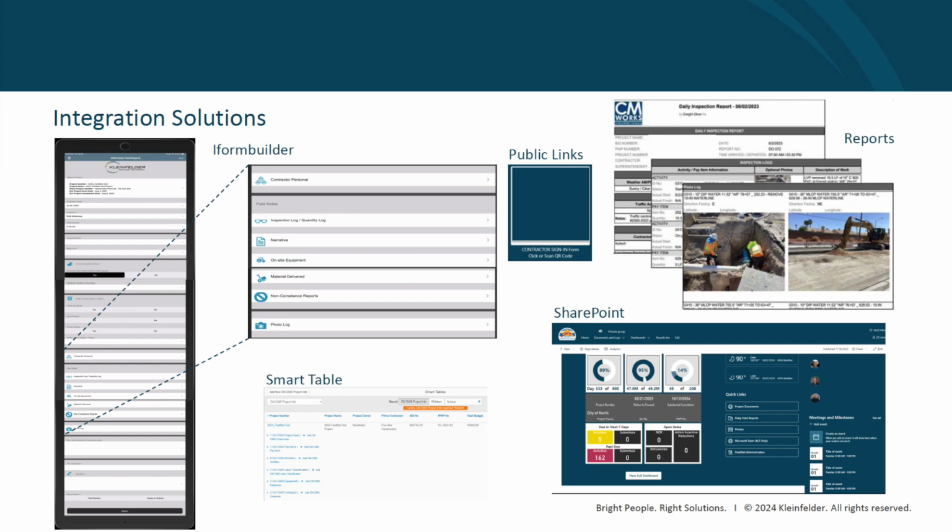We use public links within this project for the contractor that is not a Kleinfelder employee. They could use the QR code to scan. It opens up a form on their phones, and they can enter in their name, their company name, what tasks that they're doing on the site, and log their start and end times.